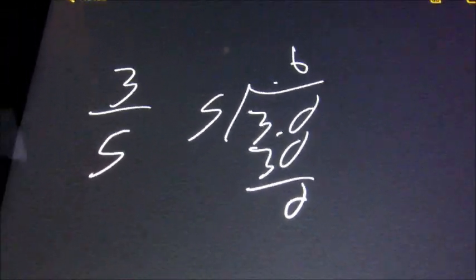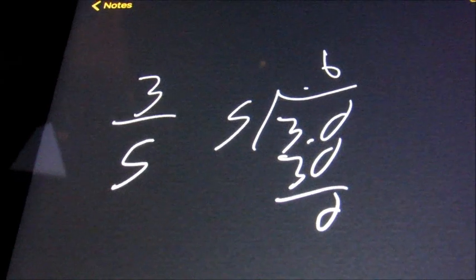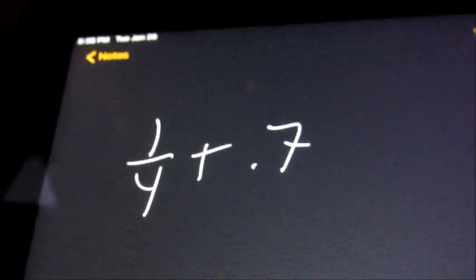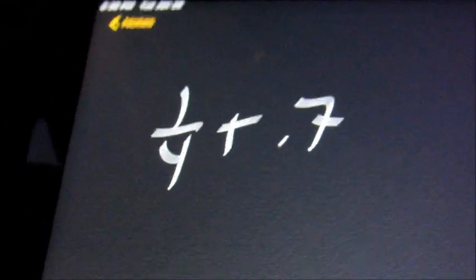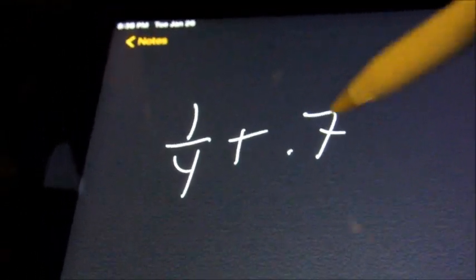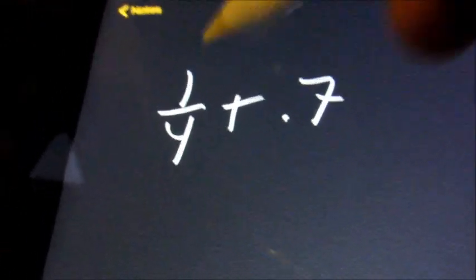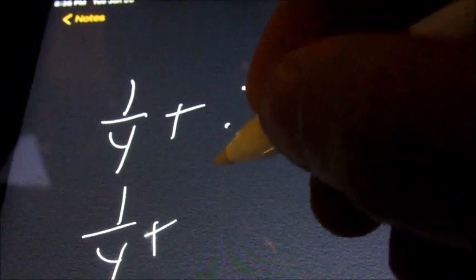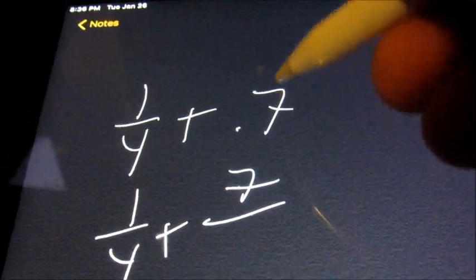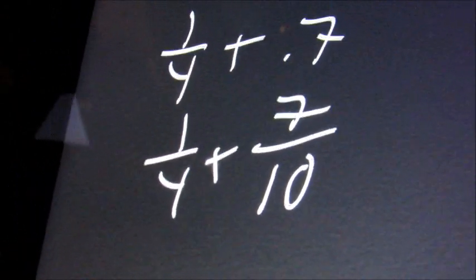Next, we're going to add a fraction and a decimal. So let's say we have 1/4 plus 0.7. The easy way to do this, or the way you need to do this, is turn the decimal into a fraction. So this is 1 over 4 plus, if you remember from section 1, it's 7 over. There's only one digit past the decimal, so it's 7 over 10. So now we have 1 over 4 plus 7 over 10.